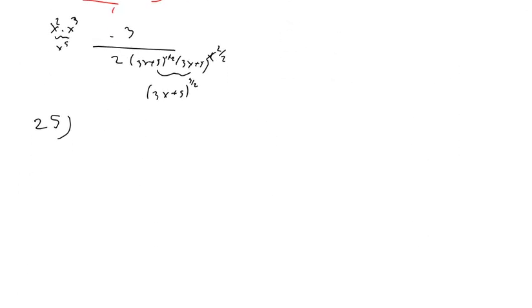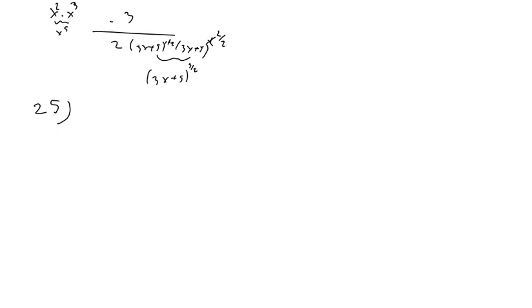So let's try 25. 25 says y is x root x minus 1 minus x squared.